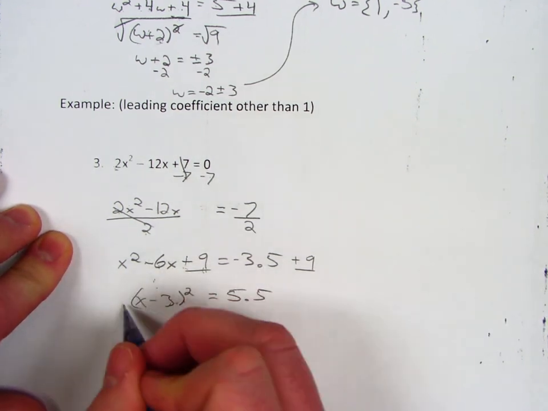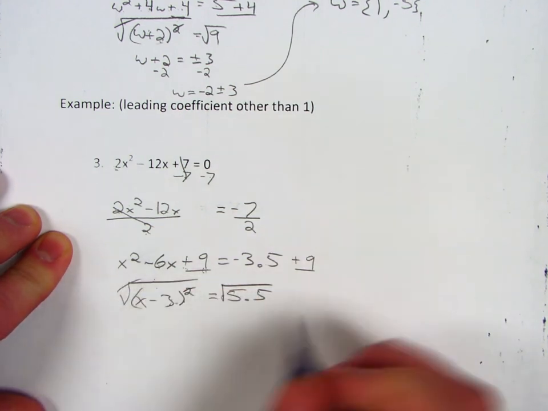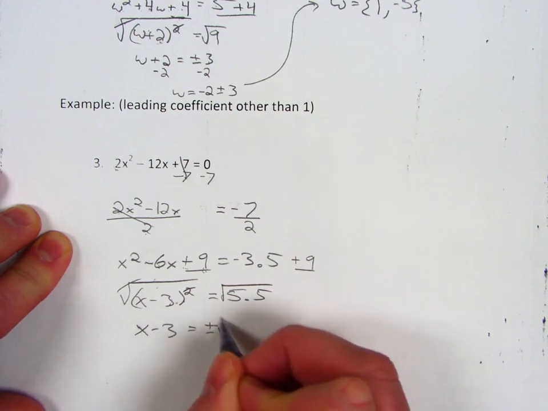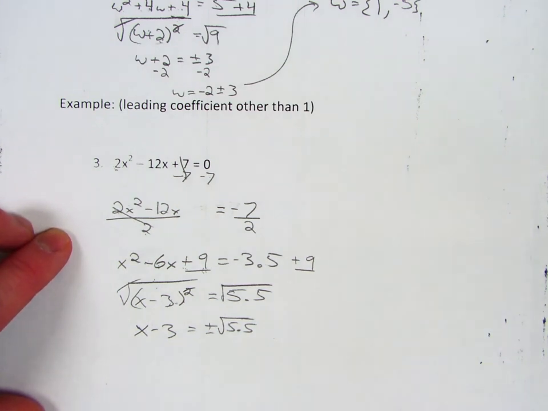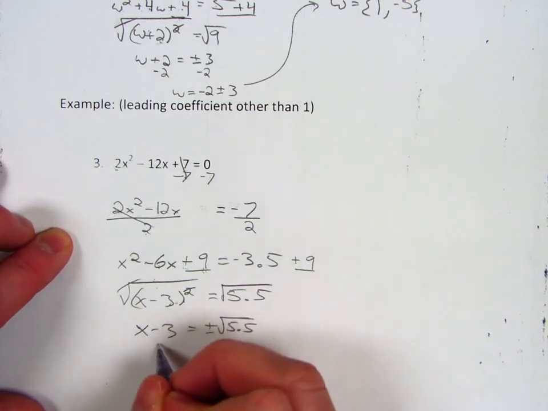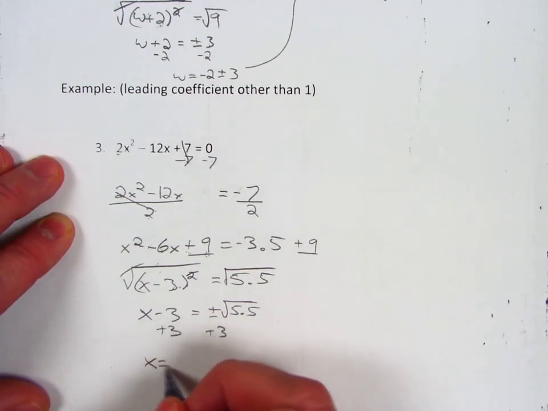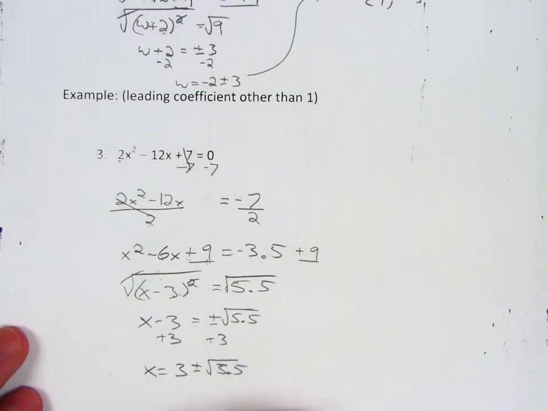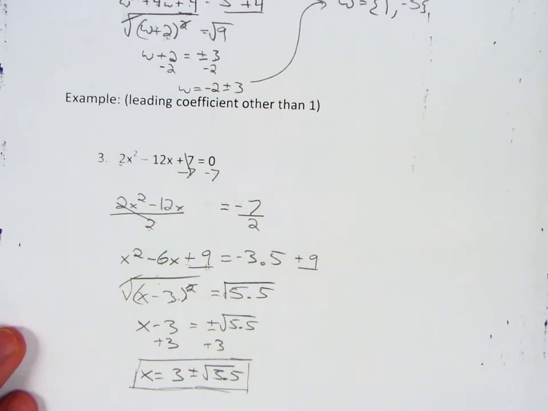And now I'm going to get rid of that exponent by taking the square root of each side of my equation. The exponent undoes the square root, and I'm left with x minus 3 equals positive or negative square root of 5.5. I'm just going to leave that under a radical because that's going to be some crazy decimal number. And then to solve for x, I'm adding 3 to each side. So my final answer here is x equals 3 plus or minus the square root of 5.5. If you wanted to, you could take that out into some decimal, but most teachers will actually prefer for you to leave it as that.